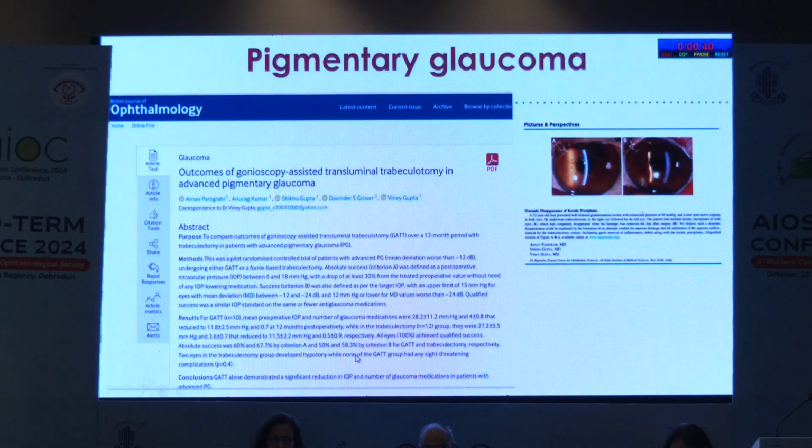So recently we've also published a case series on GAT in advanced pigmentary glaucoma, and we compared these patients with our TRAB patients in advanced pigmentary glaucoma, and we saw that the results were equivalent. So the number of medications that they were on and the IOP was almost similar in the 2 groups.